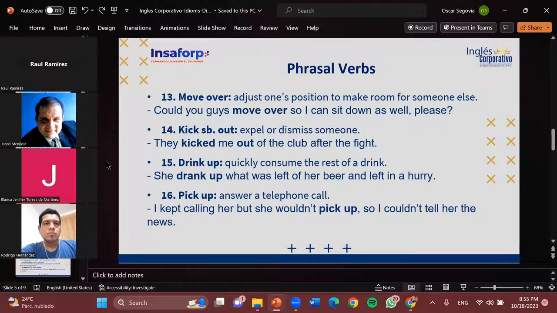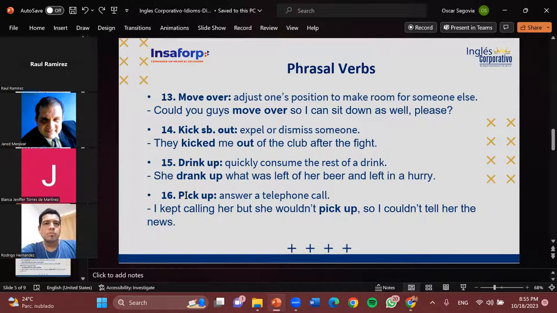So yeah, it's when you are enthusiastic about someone finishing the rest of a drink that they have as fast as possible. So drink up is to quickly consume the rest of a drink. And now we have, she drank up what was left of her beer and left in a hurry. So the example is probably the best way to understand the word. So yes, drink up is to consume a drink quickly.